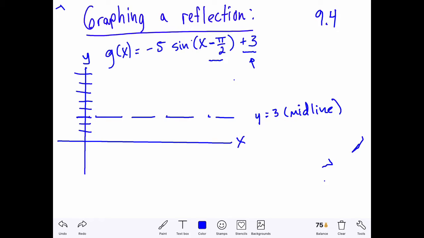Okay, then, well, now we've got to shift how? Well, pi halves which direction? Well, it's minus pi halves, and the minus is built into the equation, so that should be pi halves to the right. So instead of starting at 0, I'm going to go ahead and just call this pi halves here. Okay, then of course my amplitude is 5. There's my x-axis reflection.